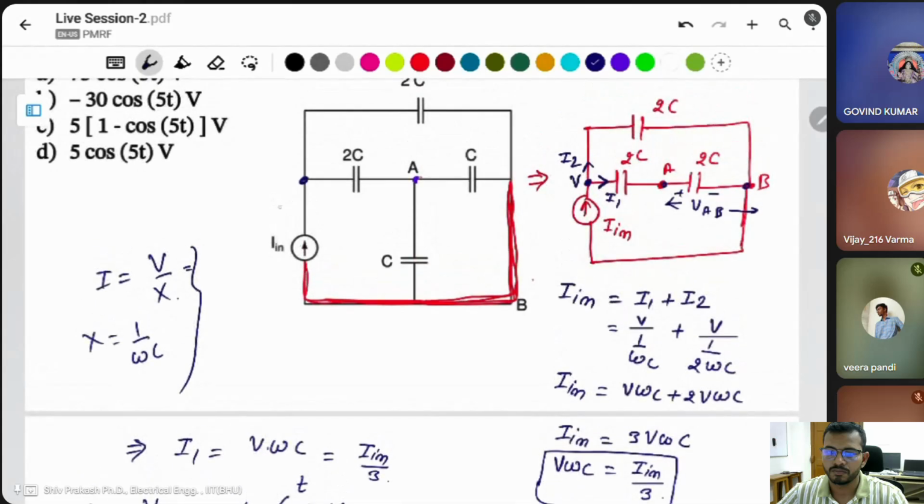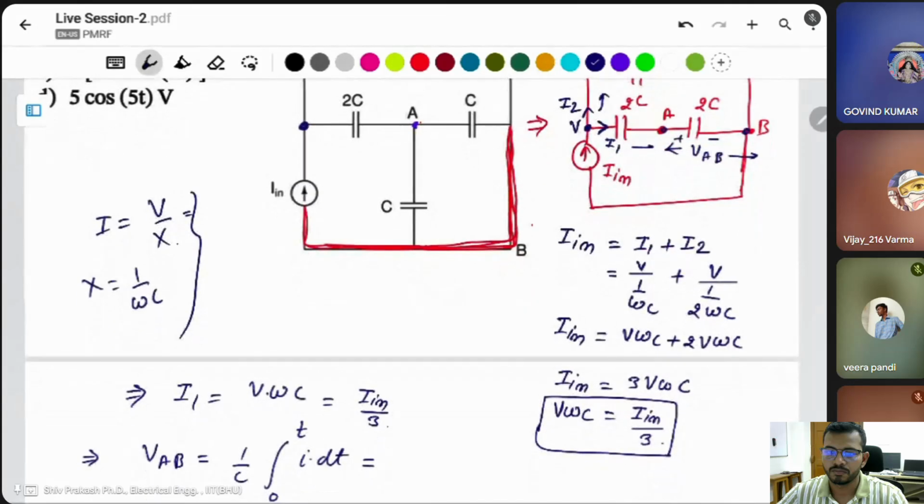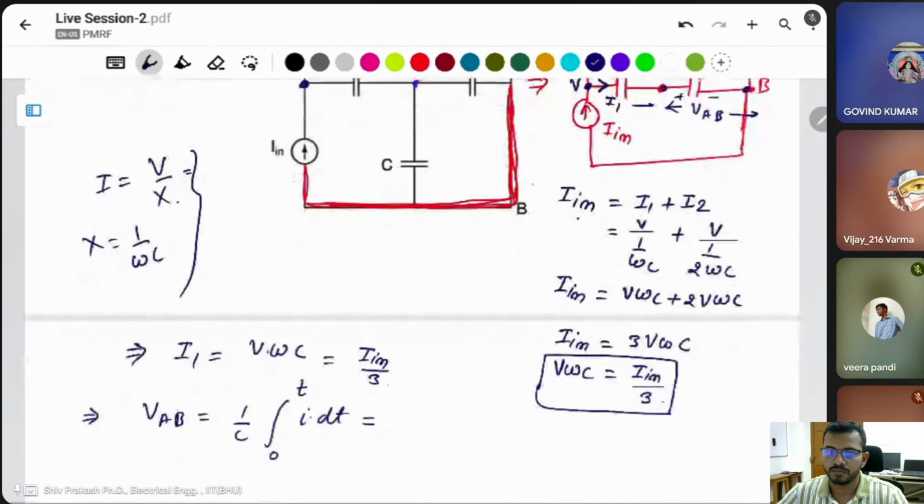Same thing here. Then this current is passing I1 here and I2 here. Okay, then what is the total current? The sum of both currents is I1 plus I2. I have solved this.